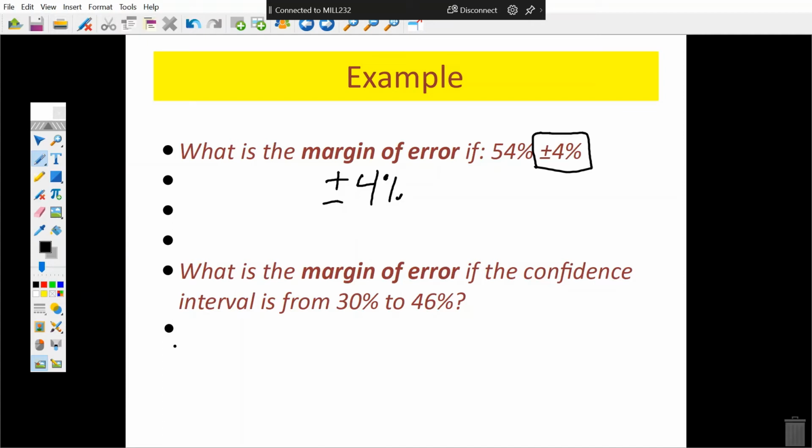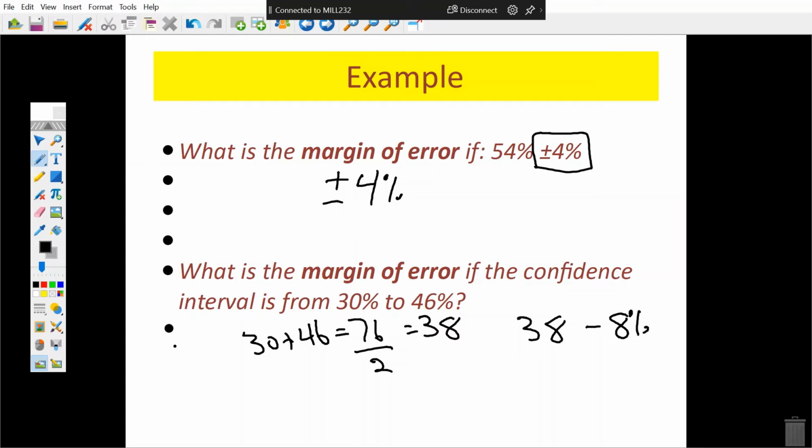Now, if they give you the confidence interval, if I tell you that my confidence interval is 30 to 46%, and I ask you for the margin of error, what I would do is I would just go 30 plus 46. I have to find the middle of these two numbers. So I can add them, get 76, divide by 2, and that equals 38. So to go from 38 to 30 would be minus 8%, and to go from 38 to 46 would be plus 8%.